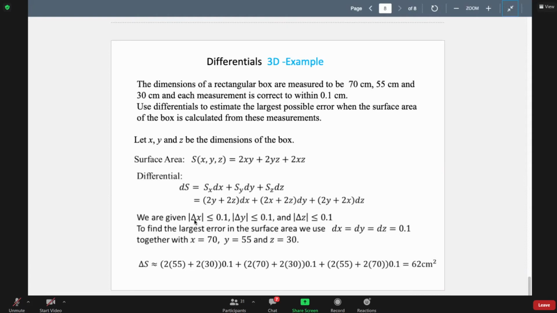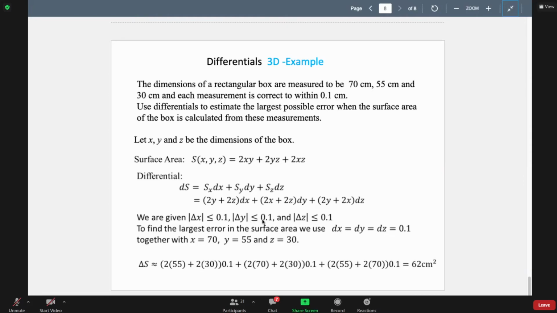delta x, well, that's given. The measurement is correct to up to 0.1 centimeters. So this means that the absolute value of delta x, the measurement, can be just, let's say, 70 centimeters plus 0.1 or 70 centimeters minus 0.1. In other words, the absolute value of the difference in x is bounded by 0.1, and that's given.